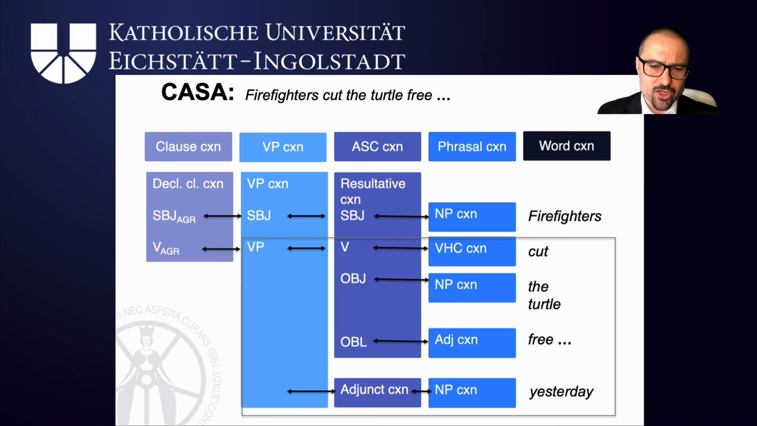And then this adjunct function is carried out by a noun phrase in this case, if you treat yesterday as a noun. So if we look at this from right to left, we can see how the words group into phrasal constructions, which then fill in slots of argument structure constructions, which will be realized in verb phrase constructions, and there's going to be the constraint of the declarative clause construction.